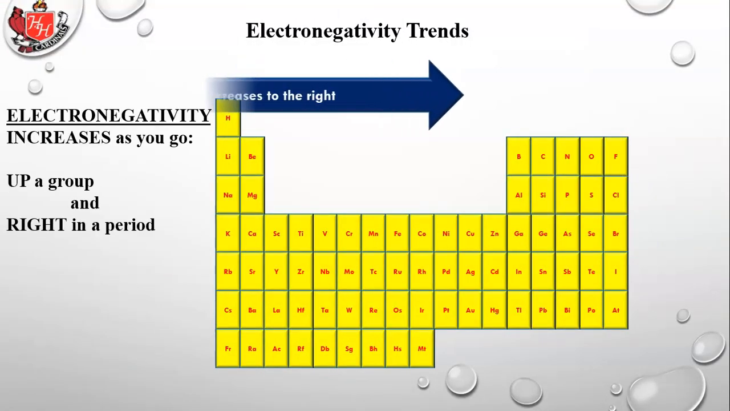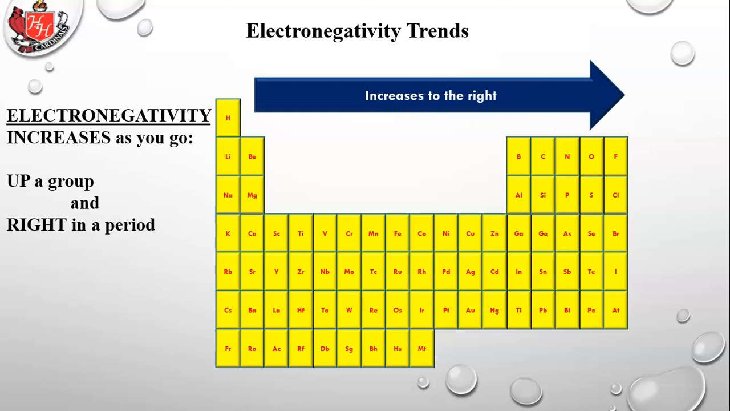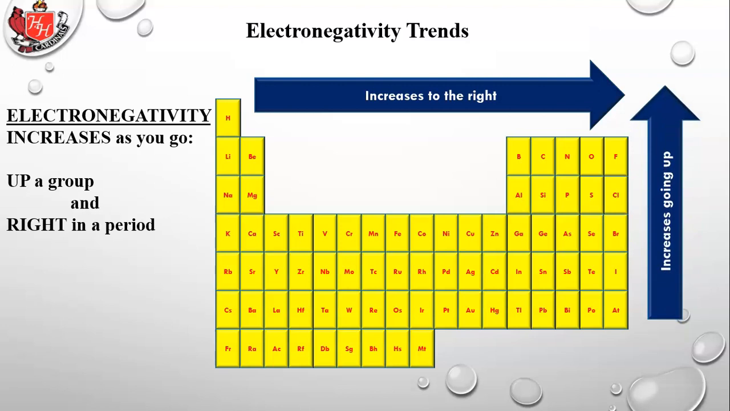Electronegativity increases as you go up a group and right in a period. So there you see an arrow to the right and an arrow going up. This is exactly the same pattern as ionization energy. So the elements in the upper right-hand corner of the periodic table have the highest electronegativities. The ones on the lower left have the lowest electronegativities. So I kind of refer to the ones in the upper right because they have the highest electronegativities and the highest ionization energies.